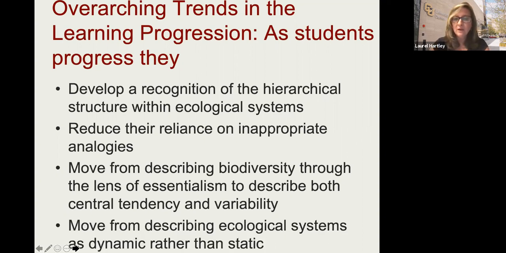And they move to describing ecological systems as dynamic rather than static. So lower level students think systems are the way they always have been. And if they change, it's because of something bad. And upper level students think change is normal.